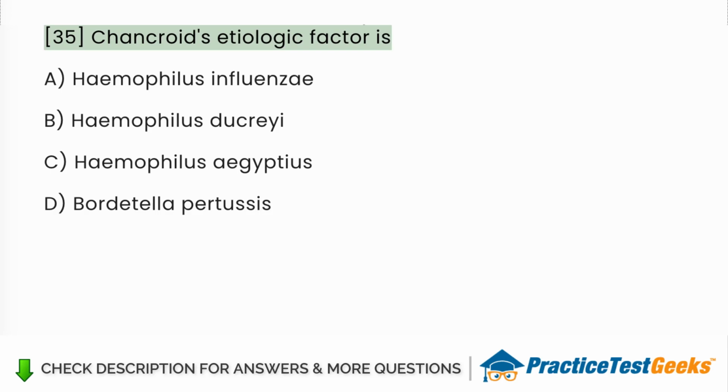Chancroid's etiologic factor is A. Haemophilus influenza. B. Haemophilus ducreyi. C. Haemophilus aegyptius. D. Bordetella pertussis.